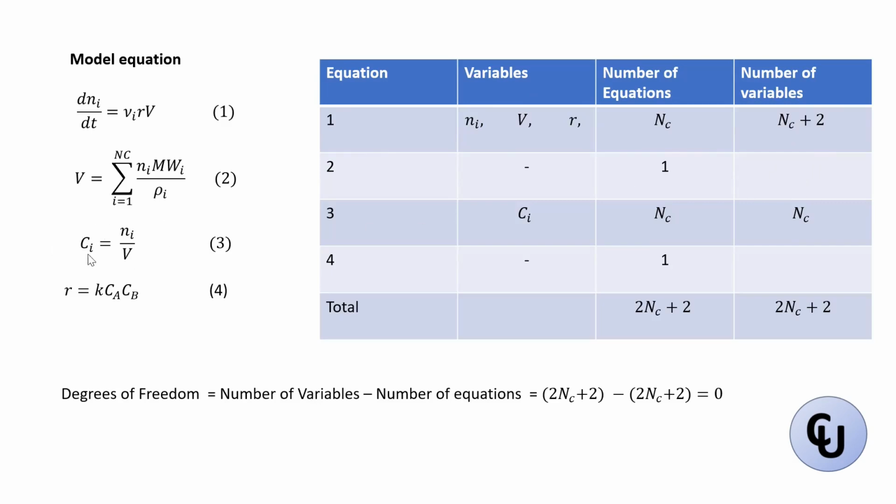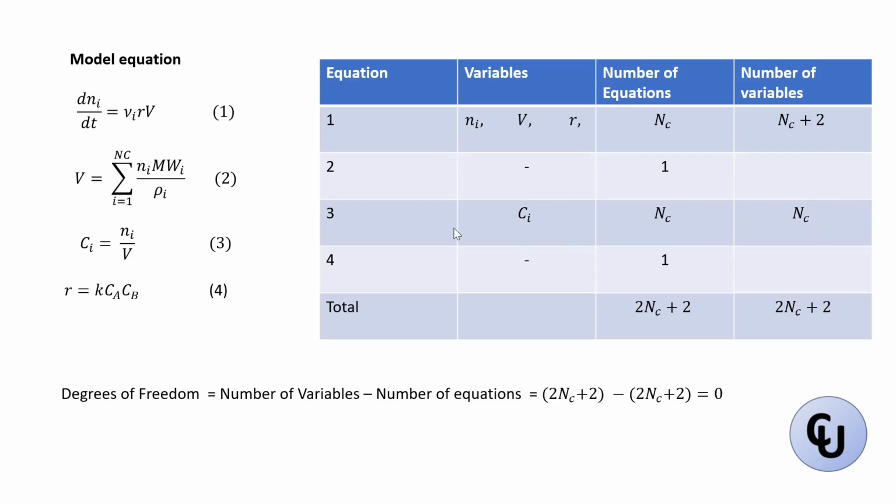For the third equation, Ci is new because it has not appeared before. How many equations? We have NC equations, because remember there's a subscript here, which means this concentration will be calculated for A, for B, and for C. That's why it's NC, and NC is 3 in this problem. So basically 3 equations and 3 variables.